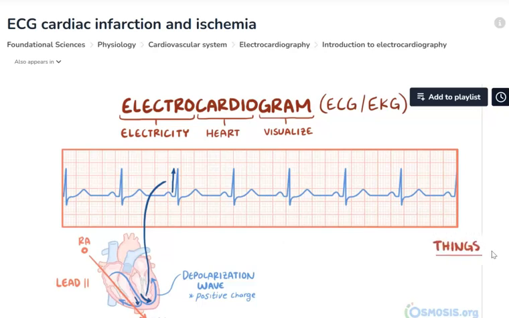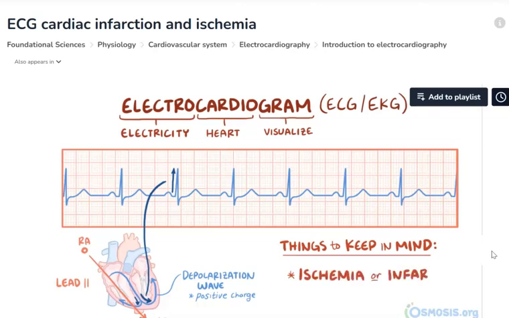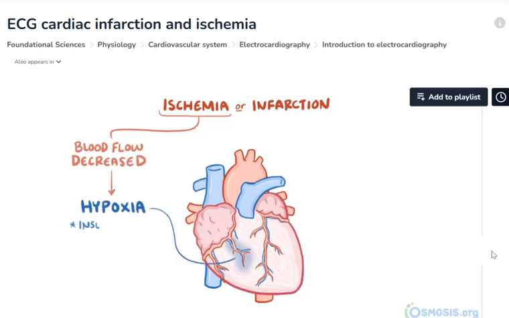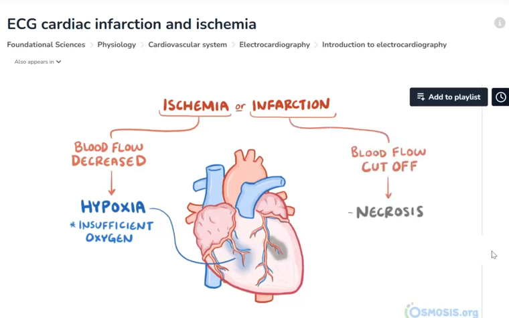To read an ECG, there are a few key elements to keep in mind, and one of them includes figuring out if part of the heart is suffering from ischemia or has had an infarction. The term ischemia means that blood flow to a tissue has decreased, which results in hypoxia, or insufficient oxygen to that tissue, whereas infarction goes one step further and means that blood flow has been completely cut off, and this results in necrosis, or cellular death. That typically happens if blood flow has been cut off for about 20 minutes.